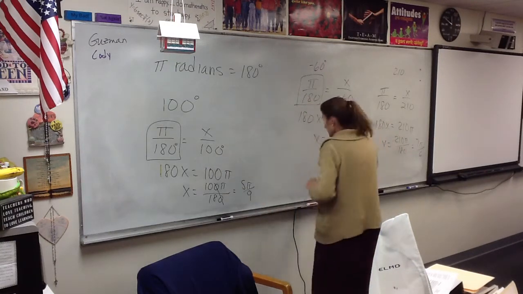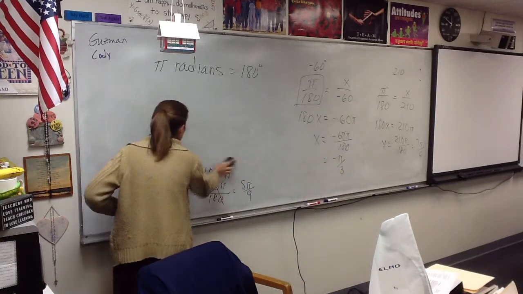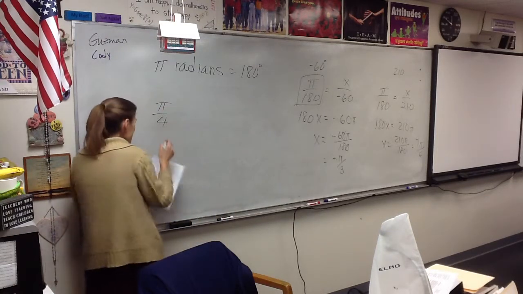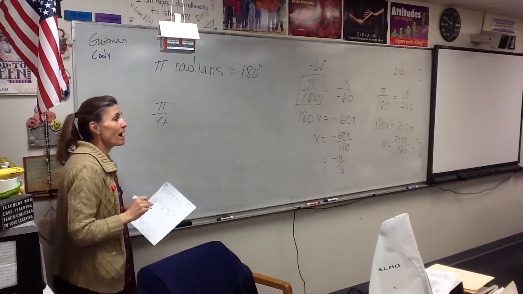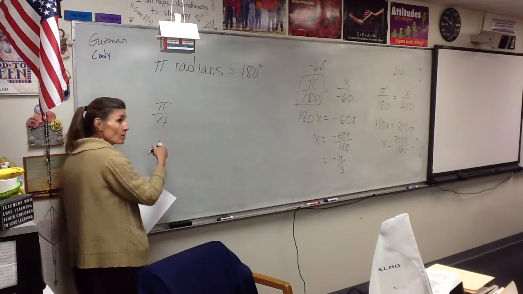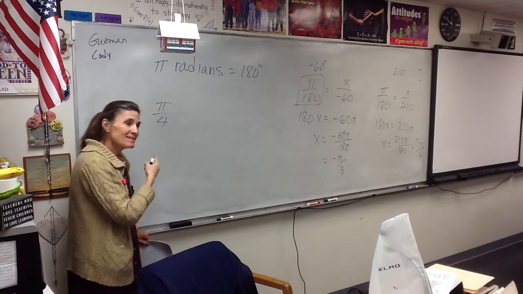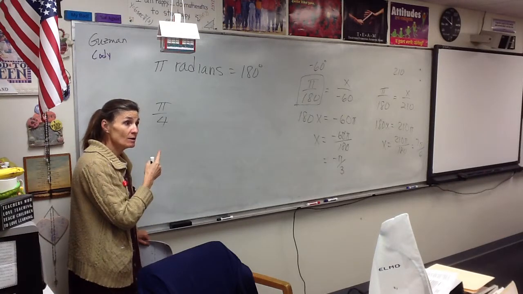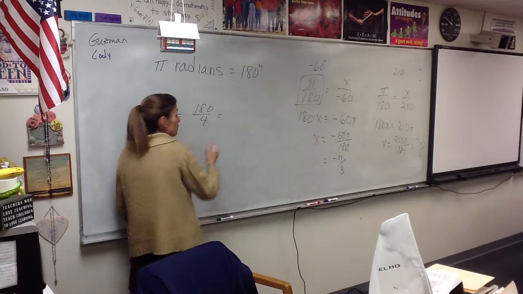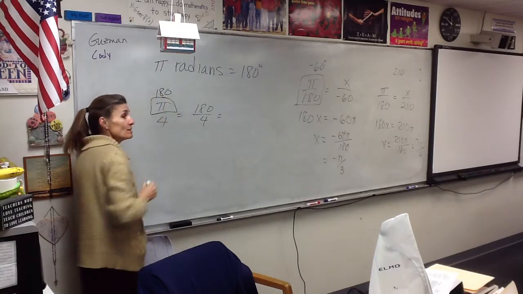Take a look at this. Think about this for a minute. Pi radians is 180 degrees. That's a fact. So when somebody says to me, I'm looking at problem 2A, pi over 4, isn't that just a fourth of pi? But I already know pi is 180. So isn't this the same as a fourth of 180? That's it. So all we have to do is take 180 divided by 4. And that's the answer, because pi radians is 180 degrees.